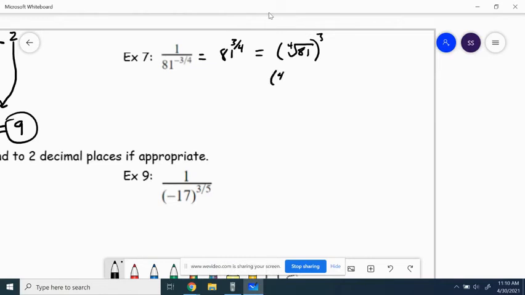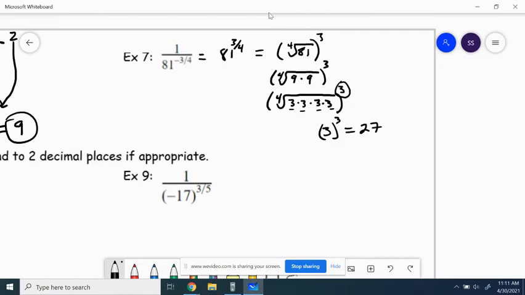But if you actually want to write this out, we could break this 81 into 9 times 9. And then we could further break apart each of those 9s into 3 times 3 and 3 times 3. And so here we can see that the 4th root of 81 has to equal 3 because we have 1, 2, 3, 4 3's. It's the same number. So the 4th root of 81 is 3. And don't forget, we still have to take this to the 3rd power. So 3 to the 3rd power is 3 times 3 times 3, which is 27.